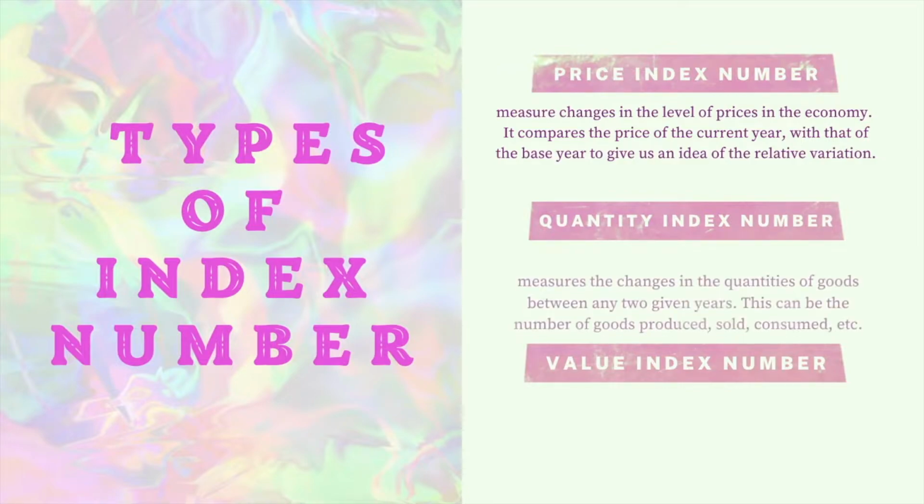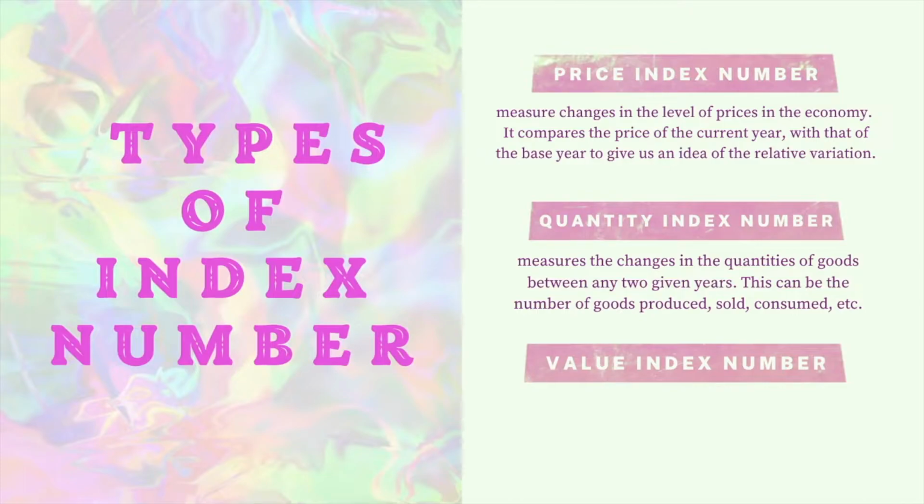And next is the quantity index number. As the name suggests, this measures the changes in the quantities of goods between any two given years. This can be the number of goods produced, sold, consumed, or others. It is a good indication of the output of an economy.